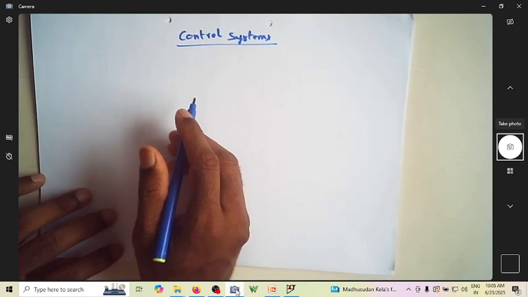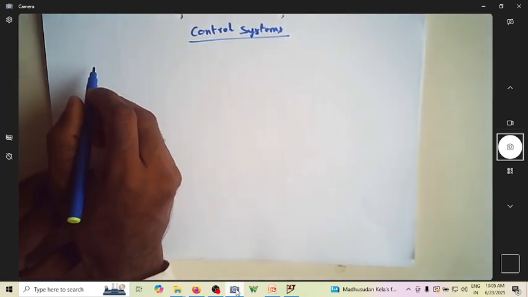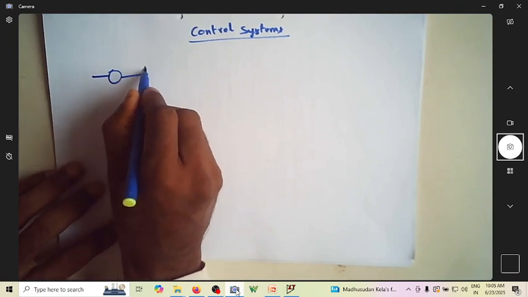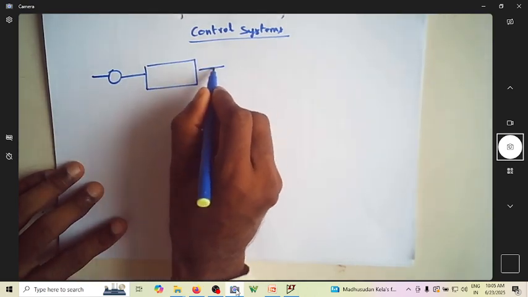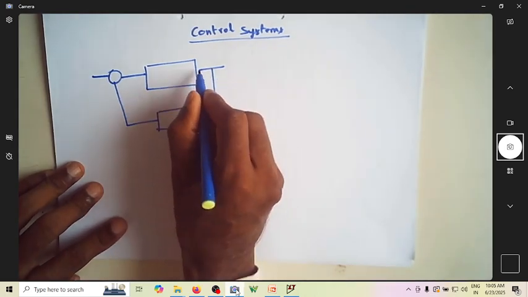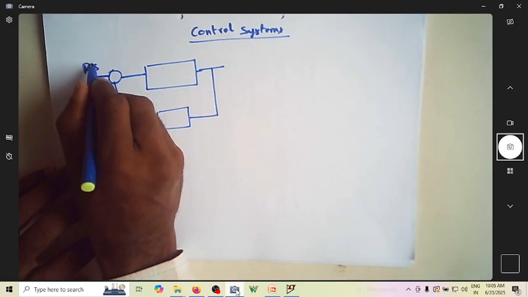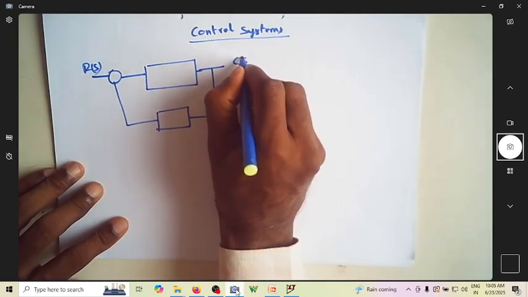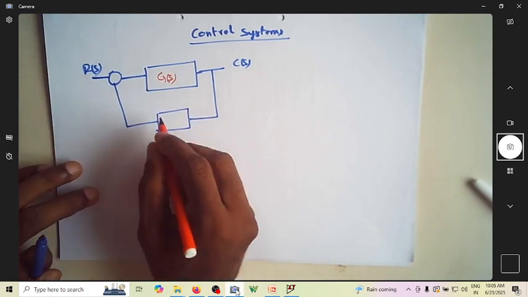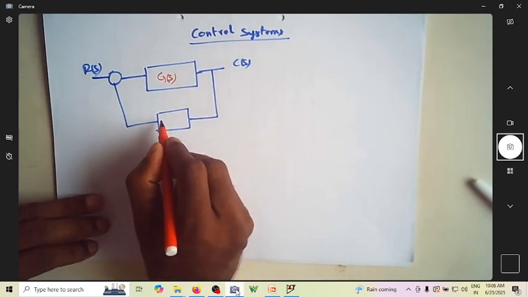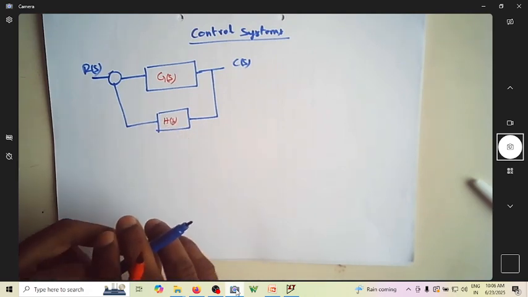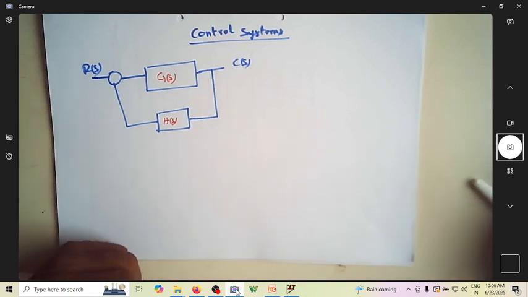Now we shall start with representation of a system. We know that we can represent a system using a very simple block diagram, something like this. This is R(s), which is the reference input. C(s) is the output, and G(s) is the Laplace transform of the forward transfer function. H(s) is the feedback transfer function, or Laplace of the feedback transfer function network.